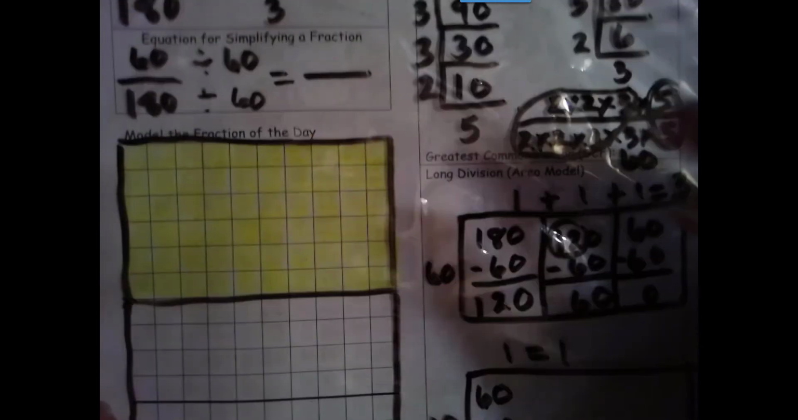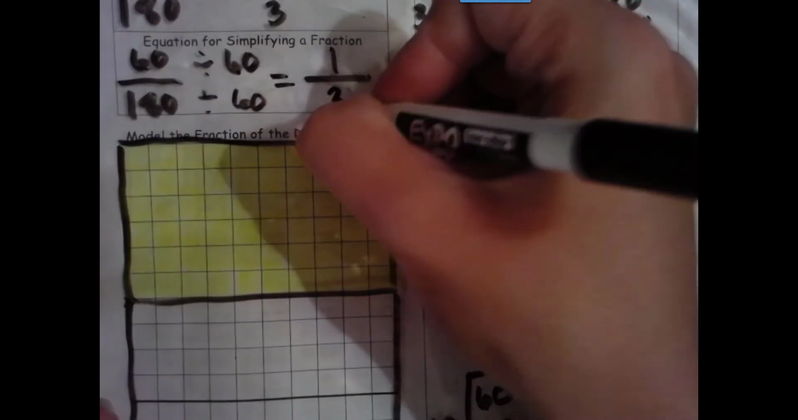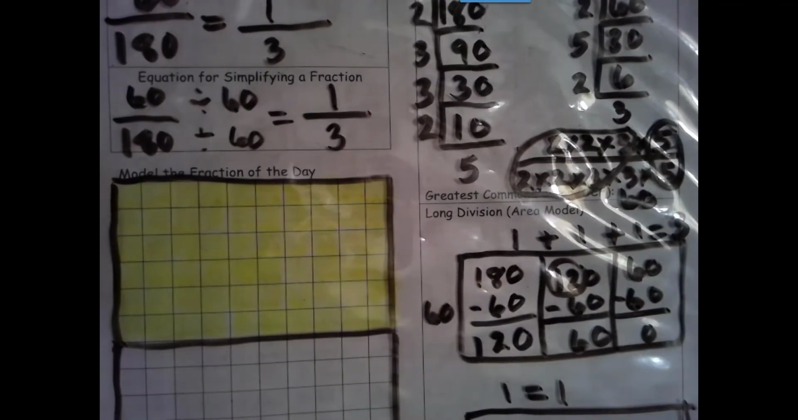3 groups of 0, 0. 3 groups of 6 tenths is 18 tenths. 60 matches our dividend here. 180 matches our dividend up here. So our numerator is definitely 1, and our denominator is definitely 3. Let's go ahead and fill in our data collection page.